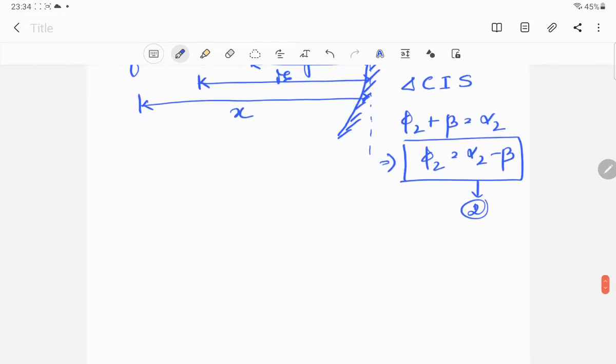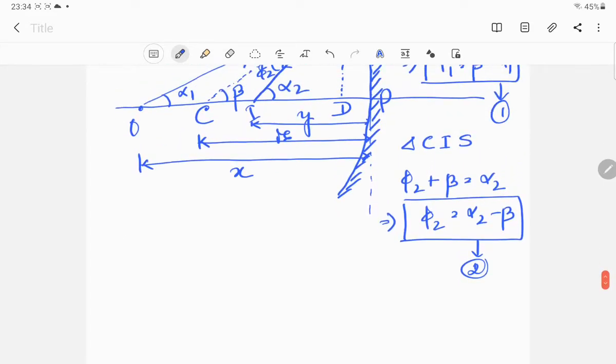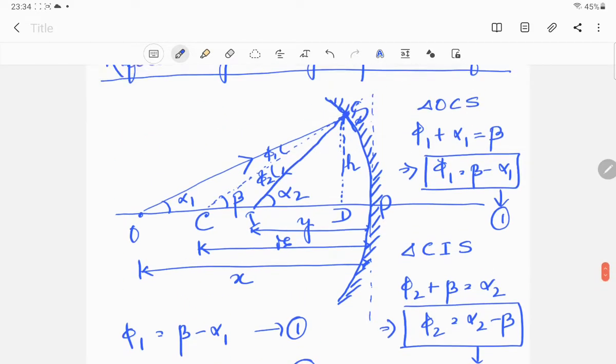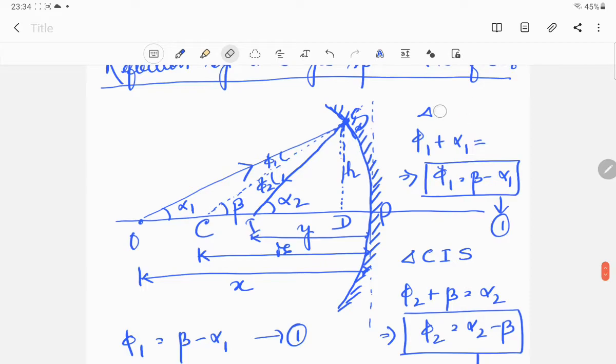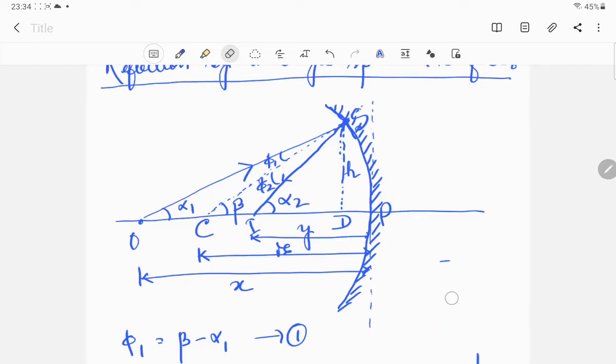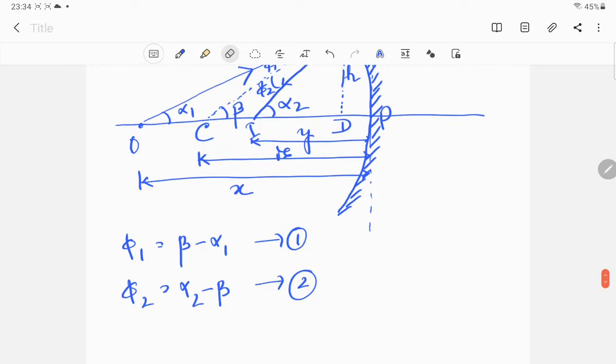Let me write down the equations very nicely. First, we have got phi 1 equal to beta minus alpha 1, that is equation number 1, and phi 2 equal to alpha 2 minus beta, that is our equation number 2. Let me remove all this. We will do other rough work whenever required here, where we will need representation along with the diagram. So let me keep this area clean.